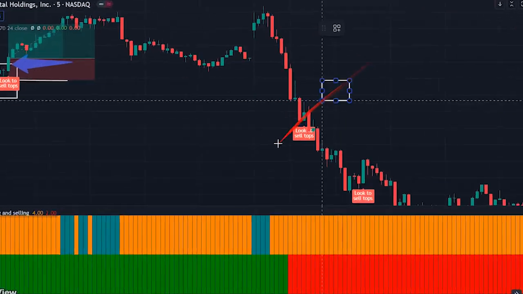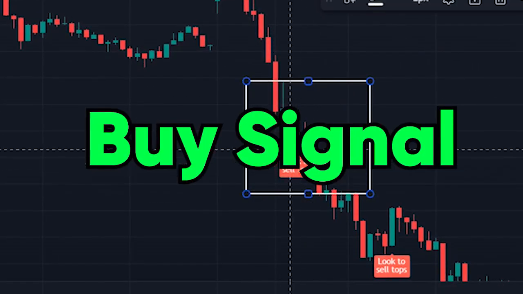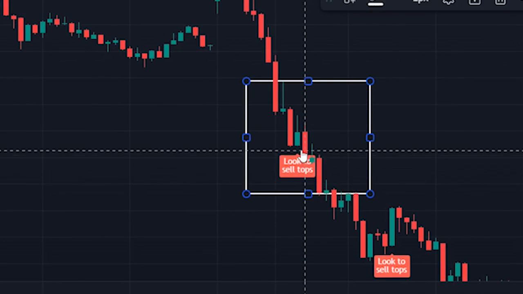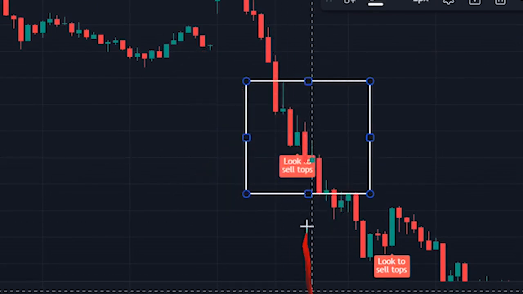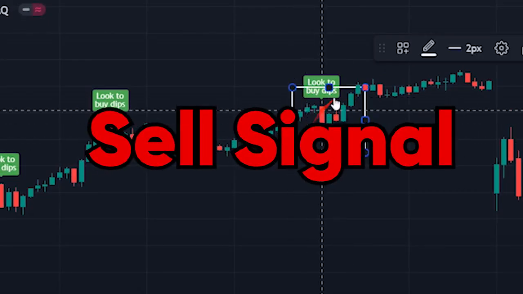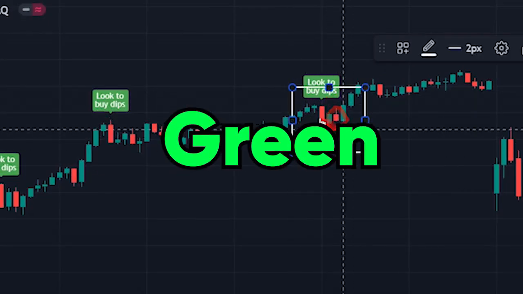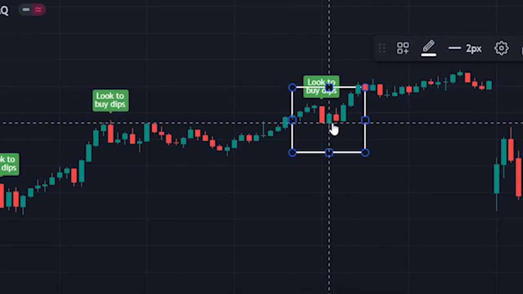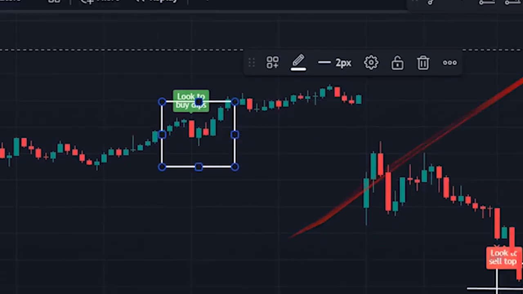As you can see here, we have a buy signal, but the next candle is red, so we should not enter the trade. Here, we see a sell signal, but the next candle is green, so we must pay attention to the color of the candles after the signals.